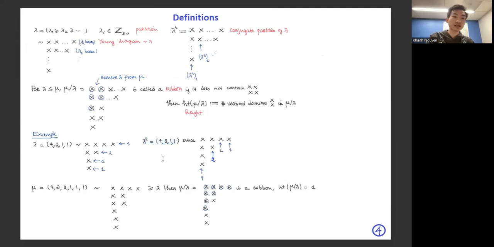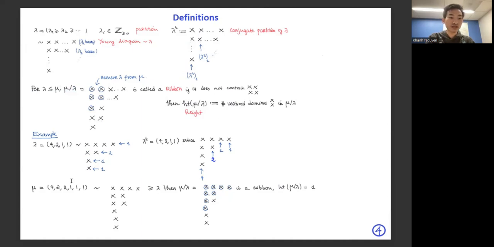Now I suppose that mu is another partition, and it contains lambda. So I can define the skew Young diagram, a skew shape, skew partition, mu over lambda, given by this Young diagram. Namely, we remove the Young diagram of lambda from the Young diagram of mu. And we call this skew shape a ribbon if it does not contain any square of side 2, 2.